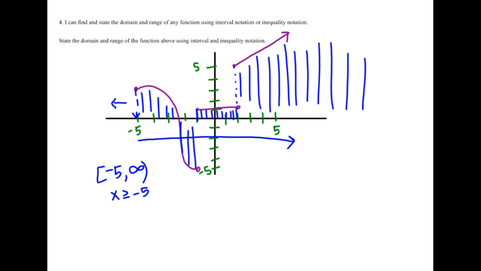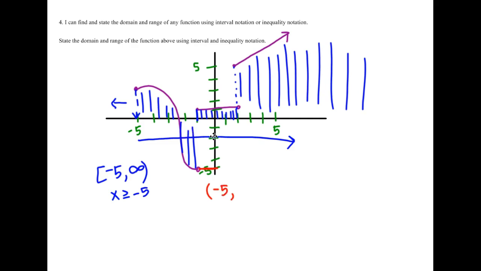All right, let's talk about range now. So range means how high and low this guy goes. All right, so now I'm drawing back to the y-axis. So this thing is going to bottom out at negative 5, but notice there's an open circle here, which means negative 5 is not included in the range. So I use a parenthesis to show that negative 5 is not included in the range.